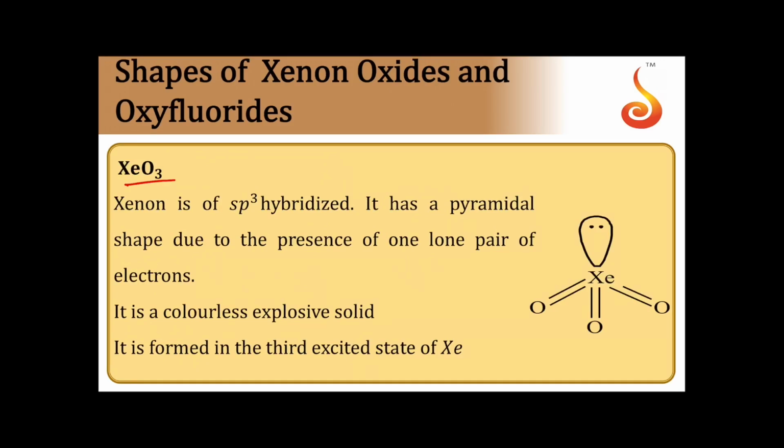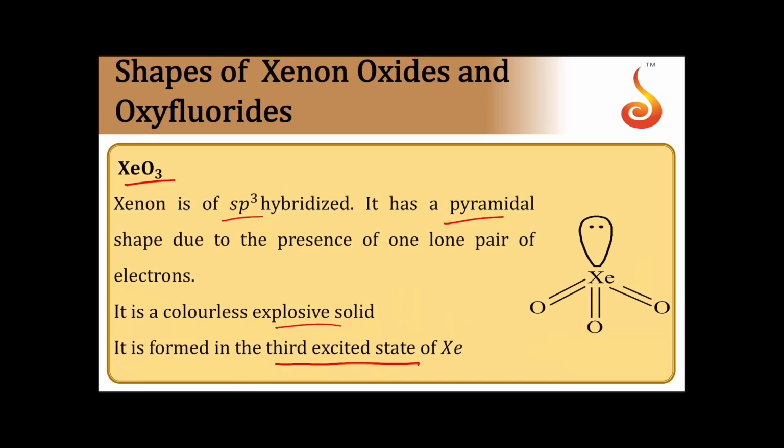So XeO3. In XeO3 there are 3 bonds and 1 lone pair, altogether 4 pairs. Hence it comes under sp3 hybridization. So sp3 with a lone pair, therefore the structure is pyramidal. And it is colorless, explosive, and comes under the third excited state.